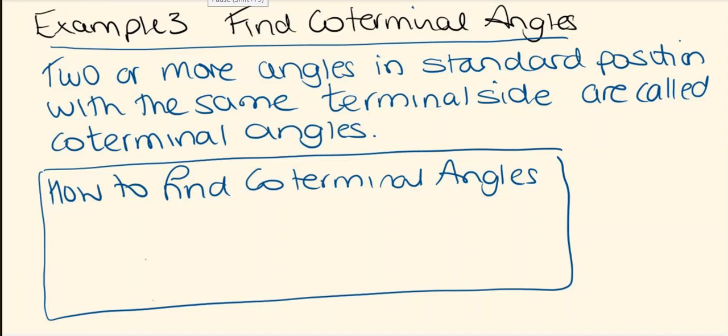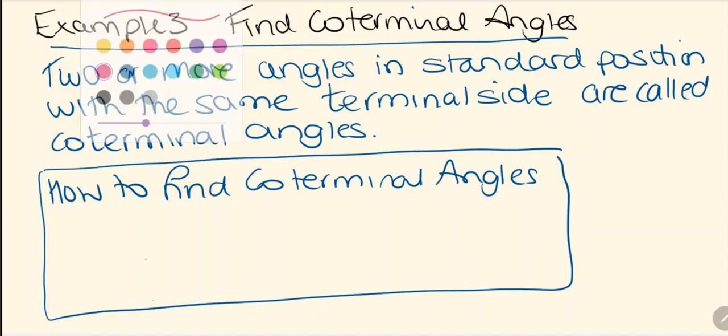Example 3, find the coterminal angles. Two or more angles in a standard position with the same terminal side are called coterminal angles. So how do we find coterminal angles?